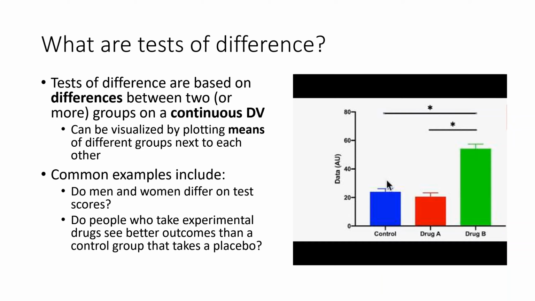So that's what this graph on the right shows. You see the first blue bar shows the control group, the red bar shows one drug, and the green bar shows a different drug. And here we see the green bar is pretty different from the control and drug A, but the control and drug A are pretty similar to one another.